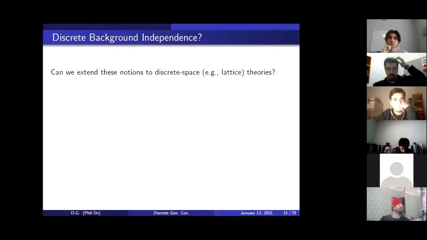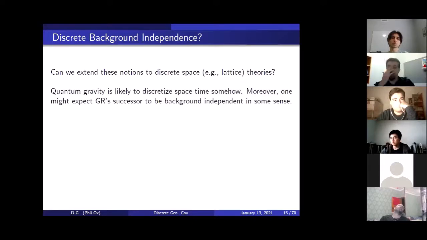Okay, so now that we've clarified what those three notions are, can we extend any of these to discrete space theories, like a lattice theory, for instance? And why would we be interested in doing that? Well, quantum theory, quantum gravity is likely to discretize space-time somehow. There are lots of different approaches to do that.